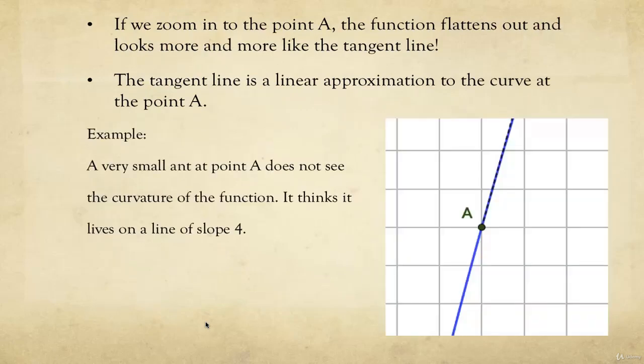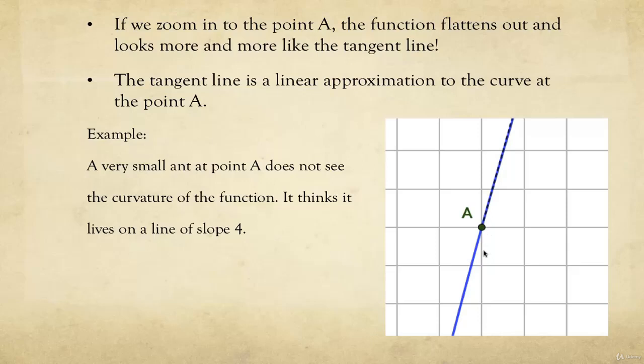Now, if we zoom into the point A repeatedly, we notice that the function flattens out and looks more and more like the tangent line. The more you zoom in, the more the function becomes like the tangent line. In fact, if the ant is small, it does not see the curvature of the function. It thinks that it lives on the line of slope 4.